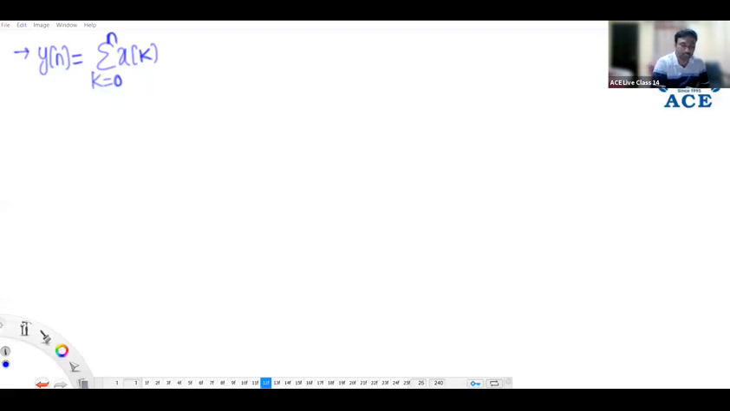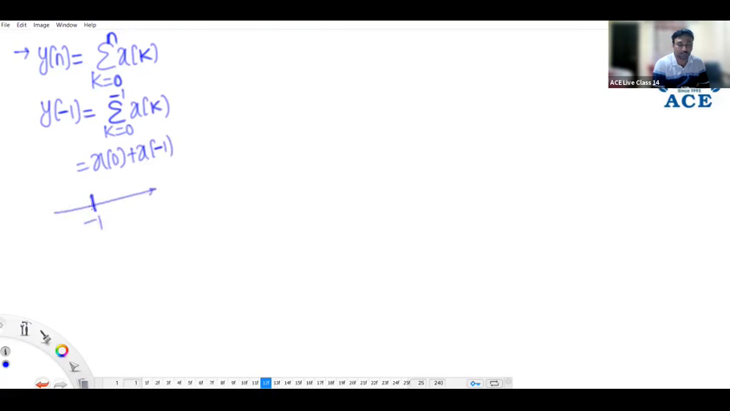Because positive index, we will not face any problem, sir. Negative index, what will happen? That becomes x0 plus x of minus 1. With respect to output at 1, you require the input at 0. Positive index, we are not facing any problem. Negative index failed. Non-causal.